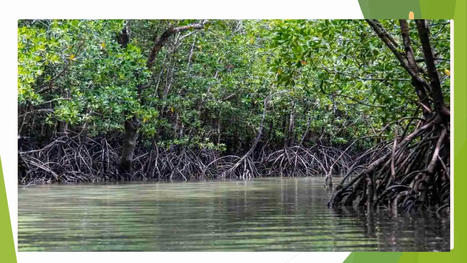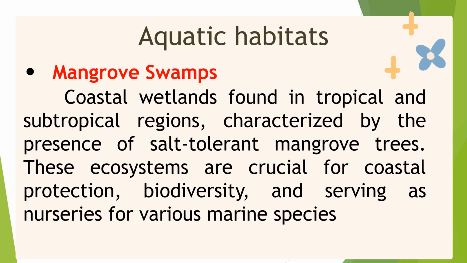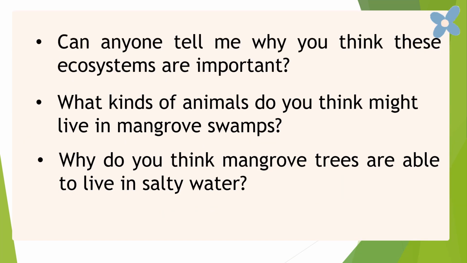Today, we're diving into a unique and fascinating aquatic habitat, the mangrove swamps. Mangrove swamps. These are coastal wetlands found in tropical and subtropical regions, characterized by the presence of salt-tolerant mangrove trees. These ecosystems are crucial for coastal protection, biodiversity, and serving as nurseries for various marine species.